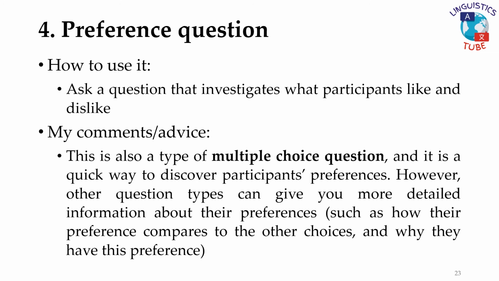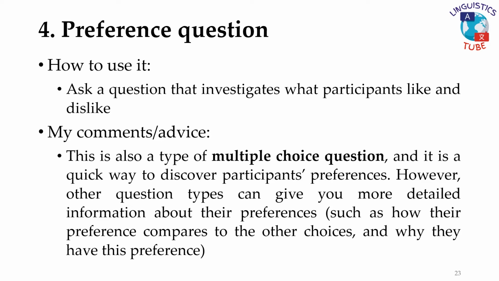The next type of question is again a type of multiple choice question, because the participant is given several options to choose and can only choose one option. In this case, instead of investigating how often the participants do something, this question type investigates what participants like and dislike. It is called a preference question. As the name suggests, it is a quick way to discover participants' preferences.